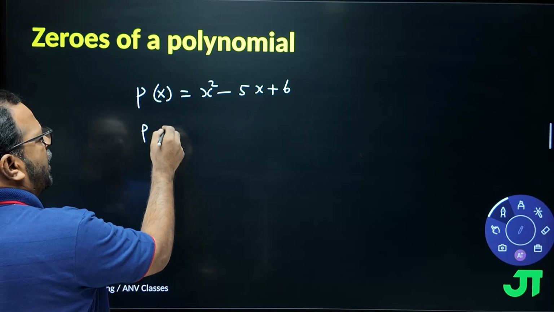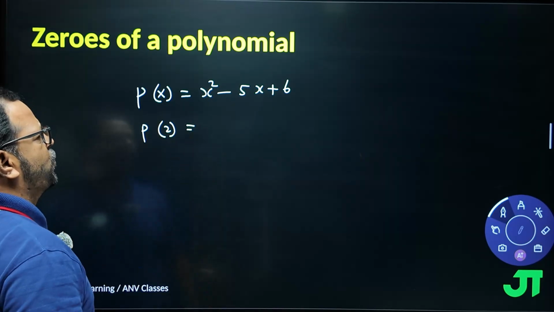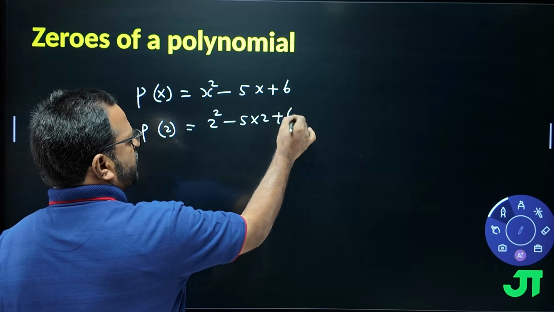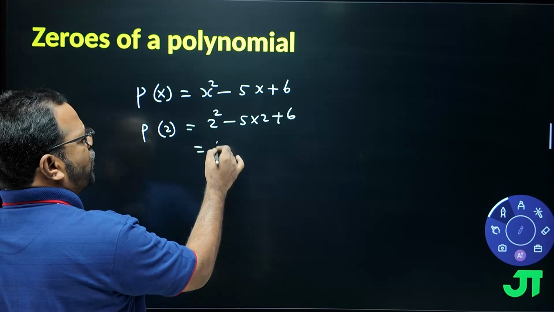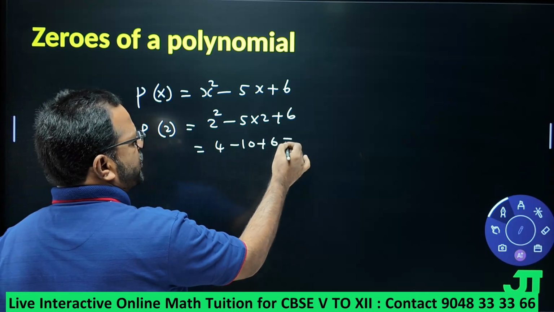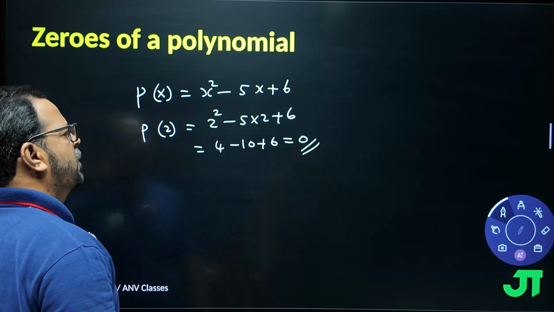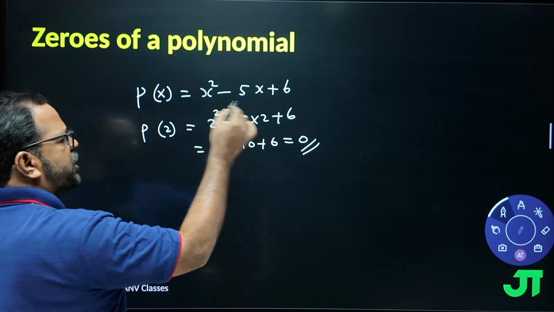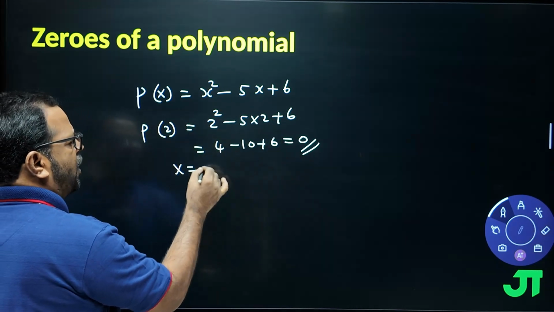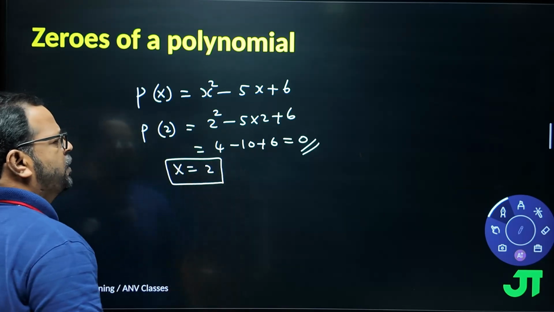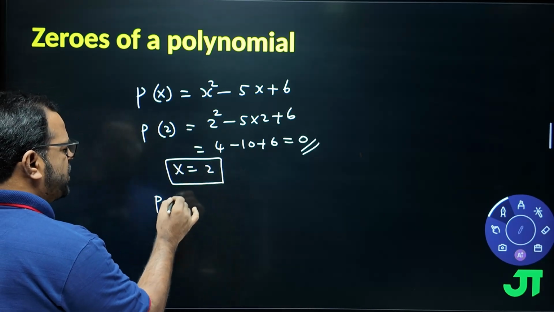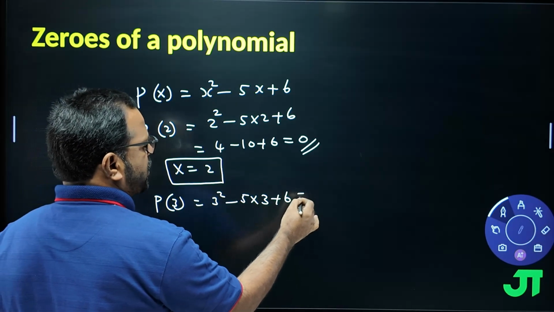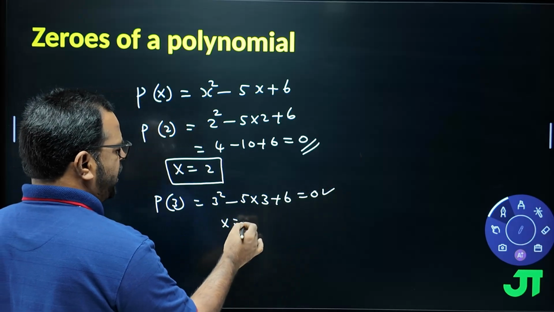When x is equal to 2, we have 2 square minus 5 into 2 plus 6. What is the value? 4 minus 10 plus 6, which is equal to 0. That is p of 2 equal to 0. When p of 2 equal to 0, x is equal to 2 is called the zero of a polynomial. Also, we have p of 3. What is p of 3? 3 square minus 5 into 3 plus 6, which is also equal to 0. That is, x equal to 3 is another zero.